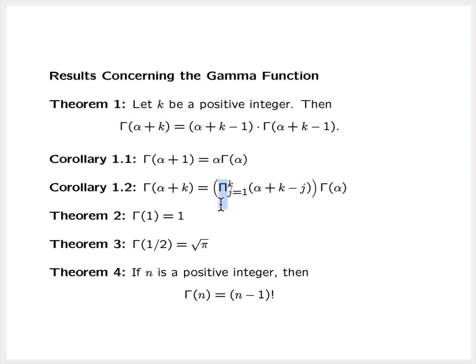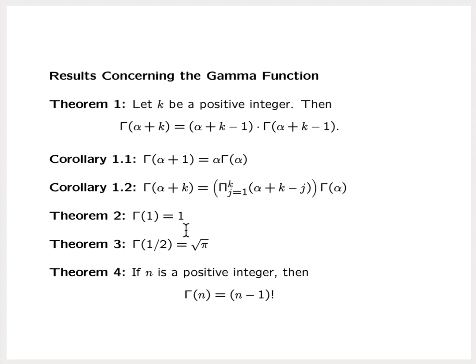Here we're taking a product of multiple terms, and so we're using the uppercase Greek letter pi to represent that product. And so this is the product, j going from 1 to k, of the values alpha plus k minus j. So we take the product of those values and then multiply it by the gamma function evaluated at alpha, and that's going to give us the value of the gamma function evaluated at alpha plus k.